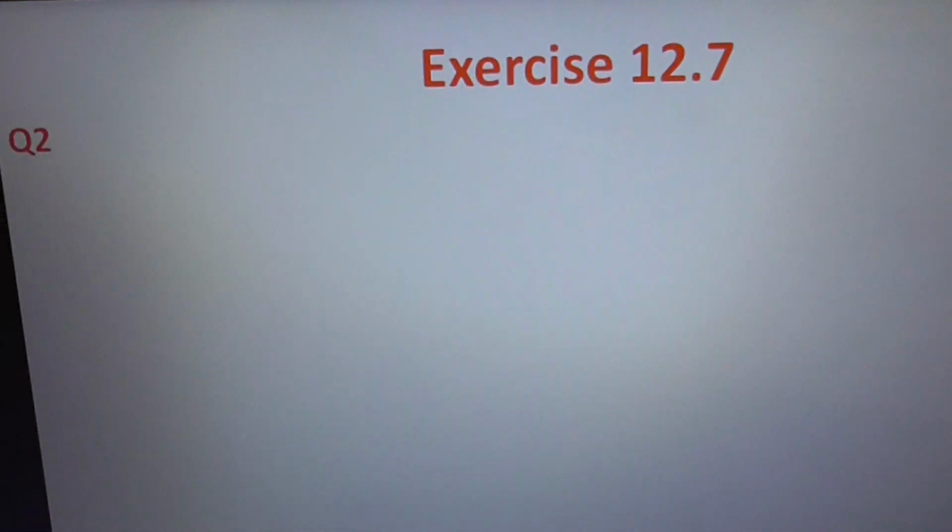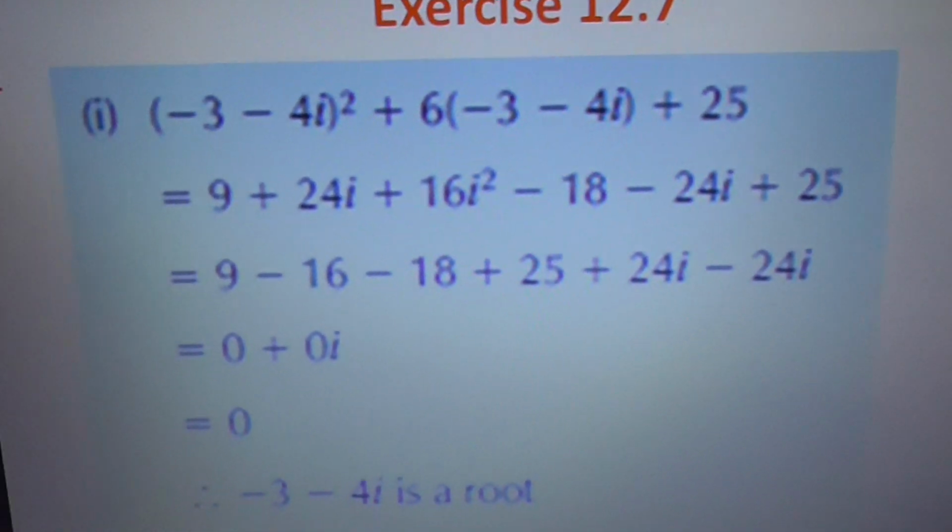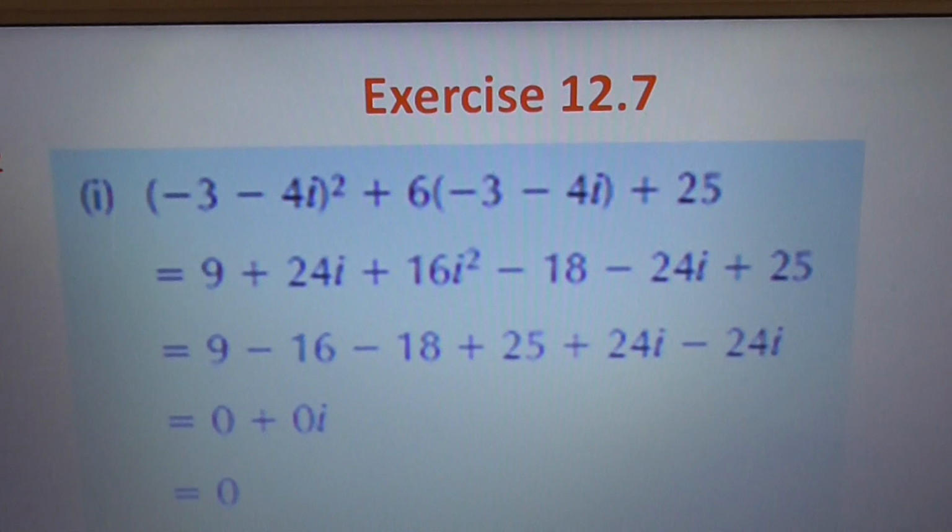Okay, question 2. f of z is that quadratic polynomial. Verify that minus 3 minus 4i is a root. So it should sub into it and solve it. Okay, so when you sub into it, you should get out a 0. There's all your multiplication.